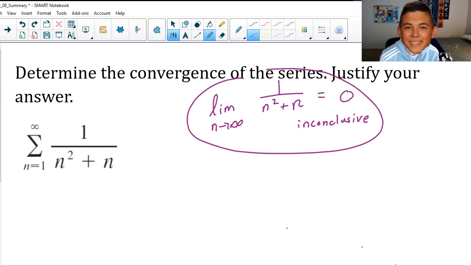And the integral test, I could potentially do the integral test, I think. Let's see, what else do we have? Ratio test wouldn't be good, because I don't have powers where n is in the exponent, and I don't have factorials. I don't have exponentials or factorials. I just have a polynomial in the denominator.